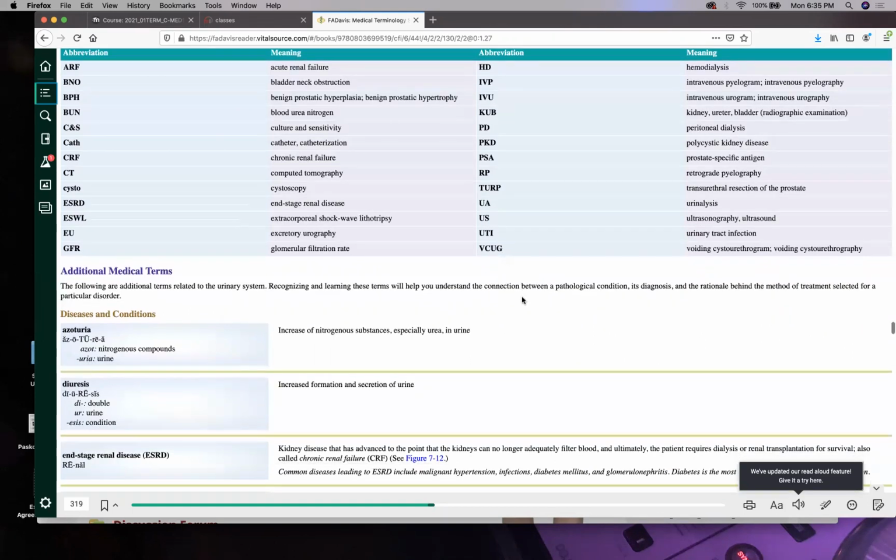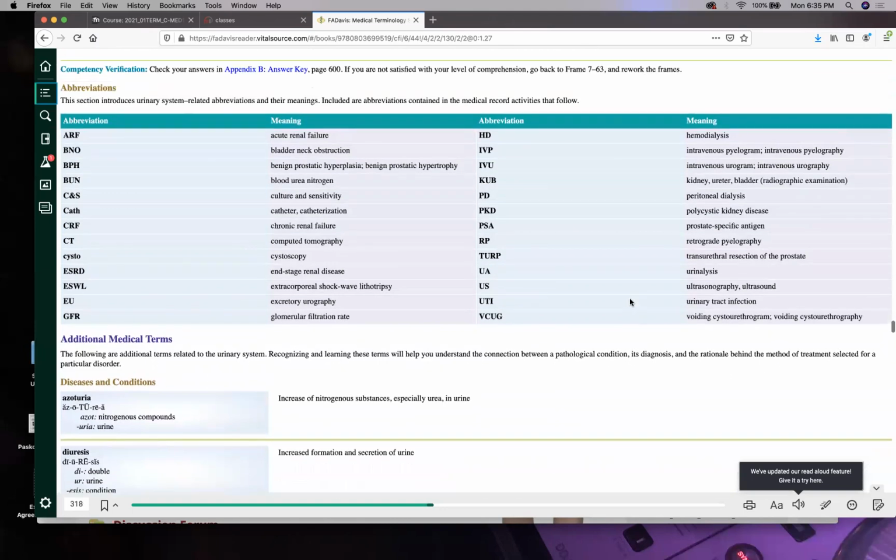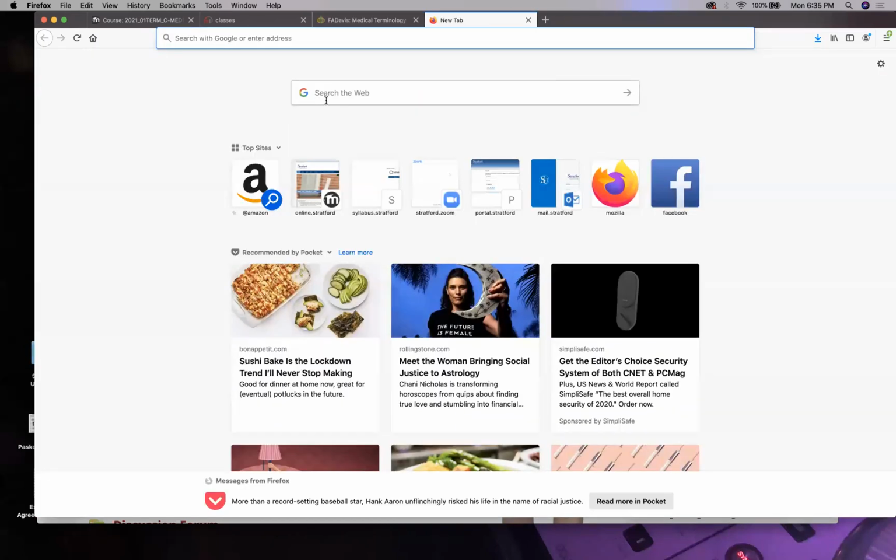Voiding cystourethrogram. So what does that mean? Cysto means your urinary bladder, urethra, of course, and gram. So we want to look at your cystourethrogram as you're peeing it out. So let's look at a VCUG.